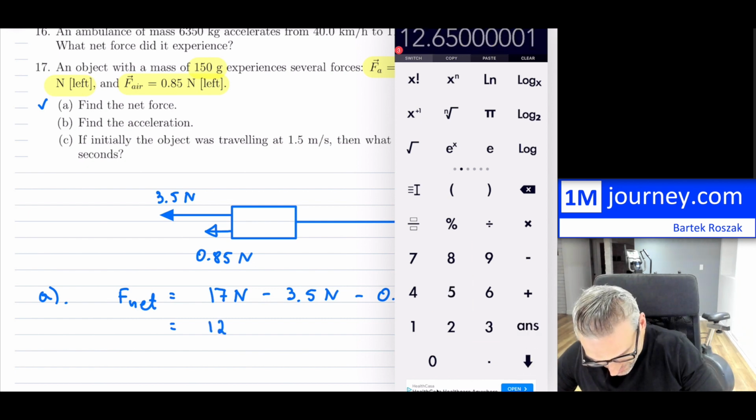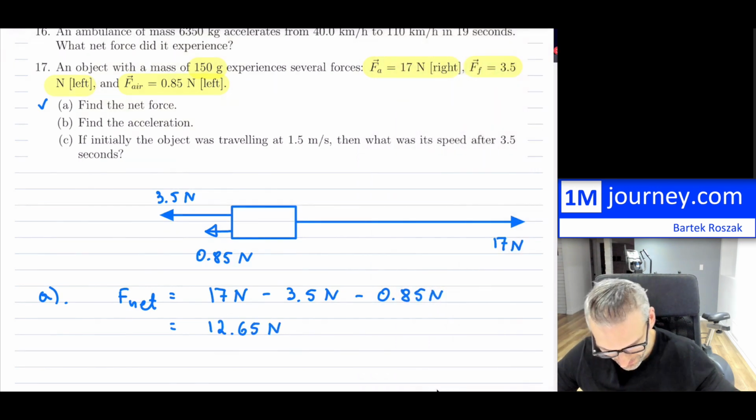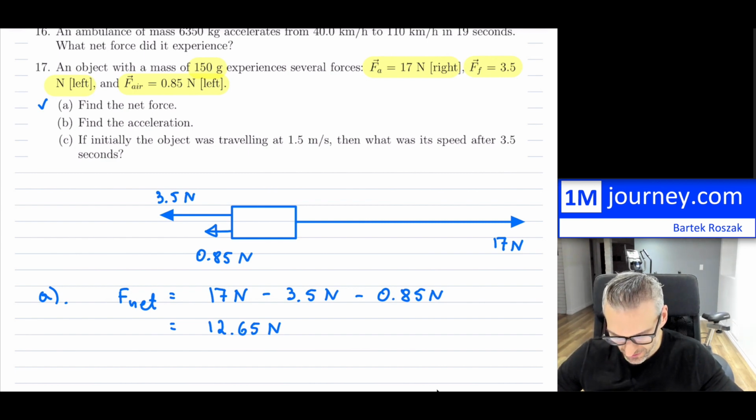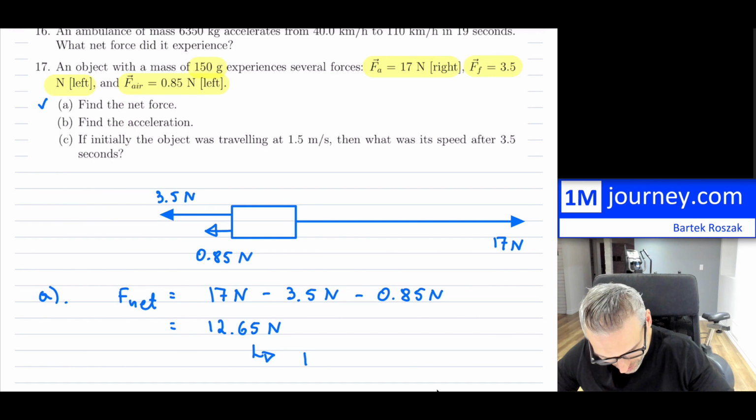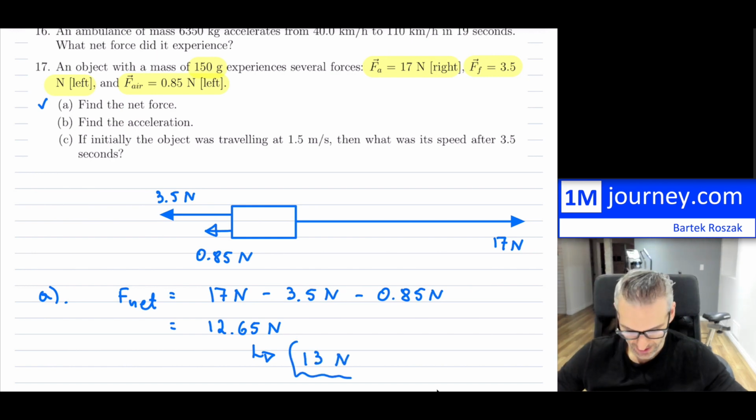So that's 12.65 newtons right there. That would have been my net force. Now, if you want to find this again to significant figures, you can certainly be careful. Two significant figures is the lowest amount in here, so we can round this to 13 newtons, if that was necessary. All right, so that's what you would have there.